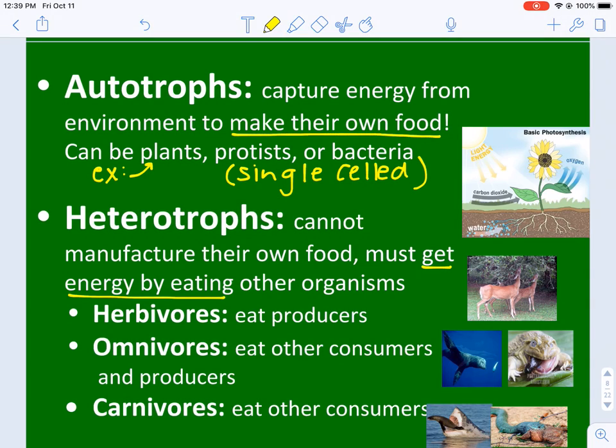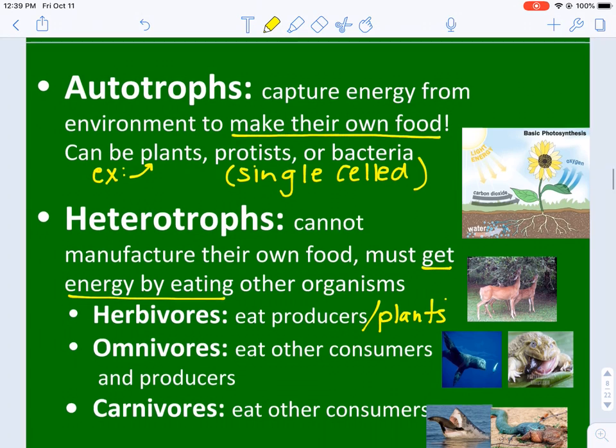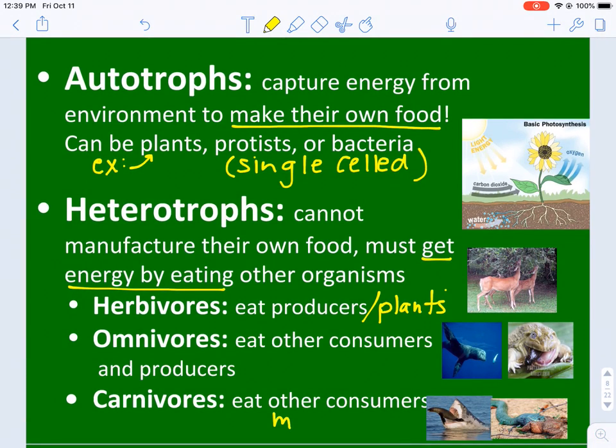As we saw in our data lab, there are different vocabulary words to talk about what they eat. Herbivores eat producers, which we know, and it's another way of saying plants, like deer. Omnivores eat other consumers and producers. And carnivores eat other consumers, or you might say eat meat.